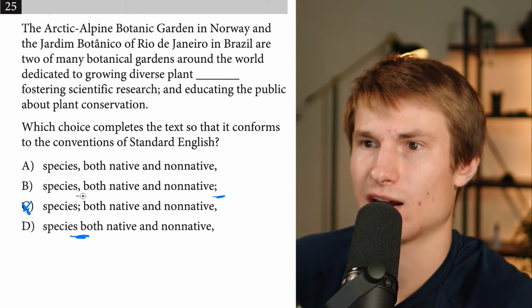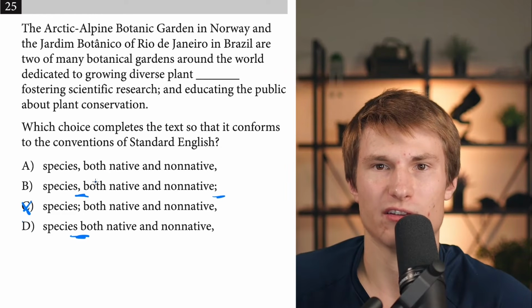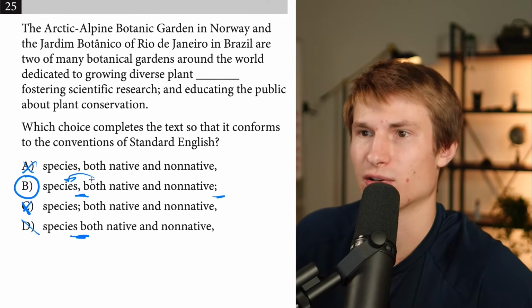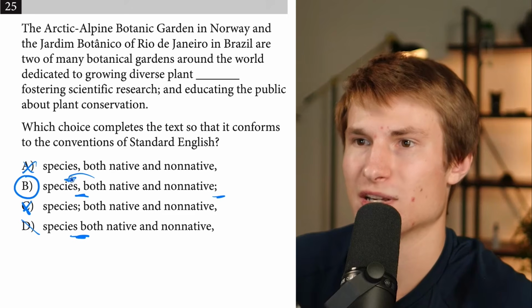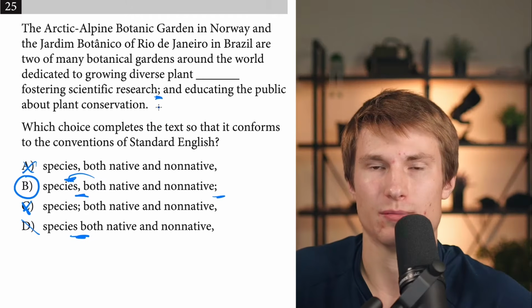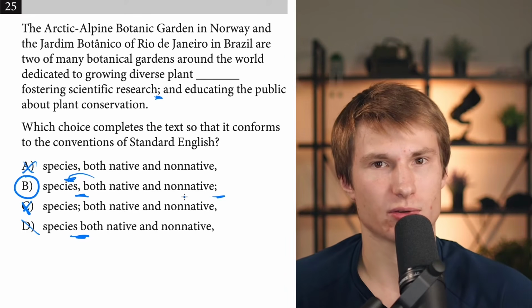Okay, we do need a comma for both native and non-native because that is going back to describe the species. So our answer would have to be B. Okay, both native and non-native is a supplementary phrase that needs to go and be attached to the species. So we need a comma there, and then we need the semicolon here in order to maintain the parallelism with the rest of the list. So our answer has to be B.